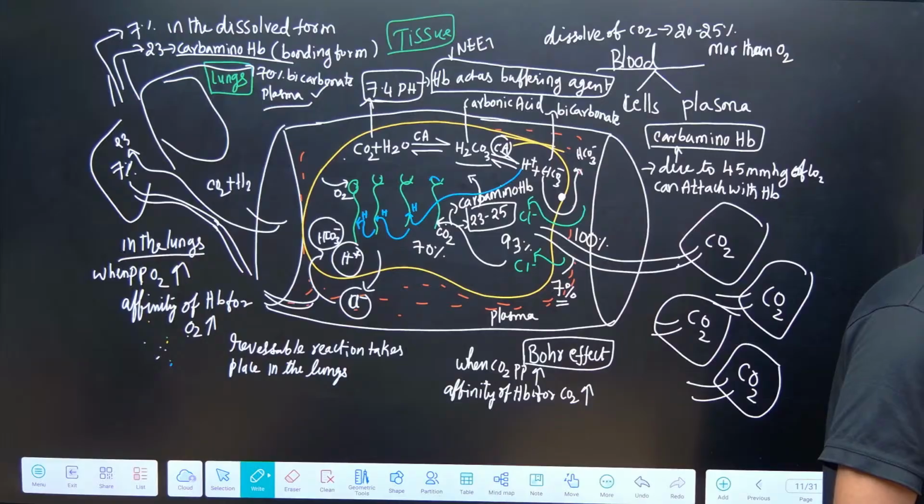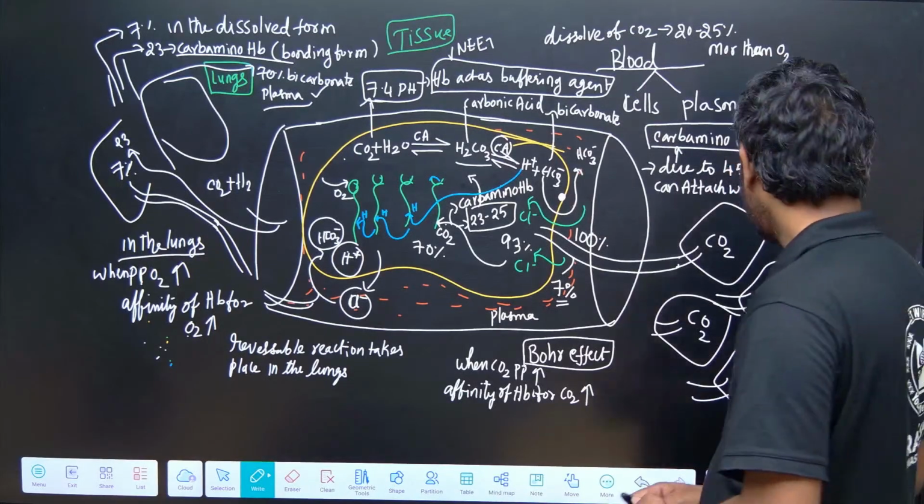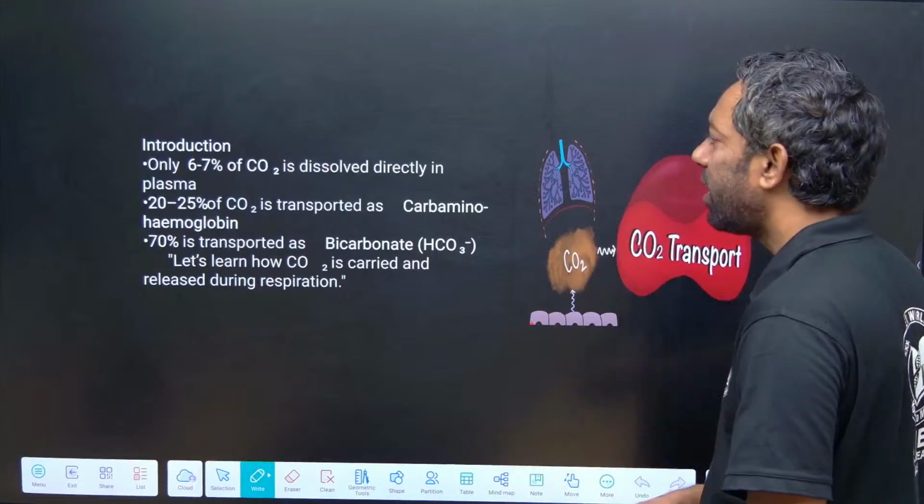For MPC students, the physics and chemistry session is there next to me. You can contact them, and they will help you. And guys, we are going to practice some questions regarding this.